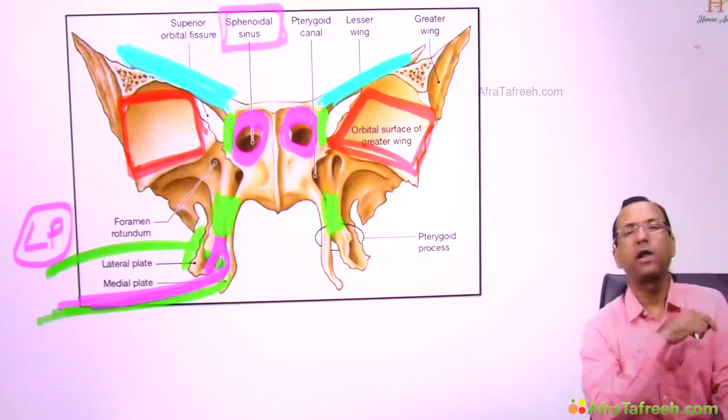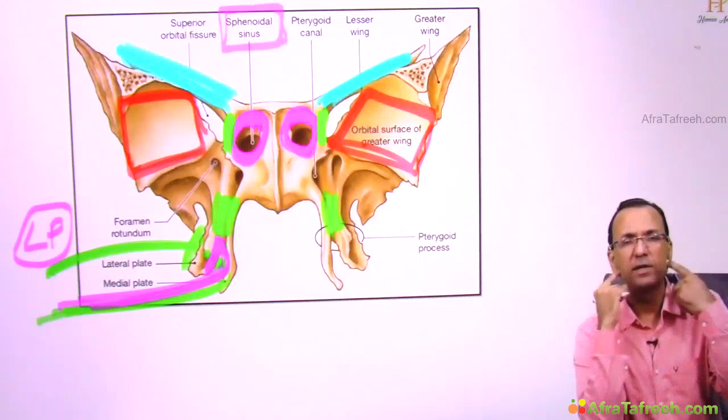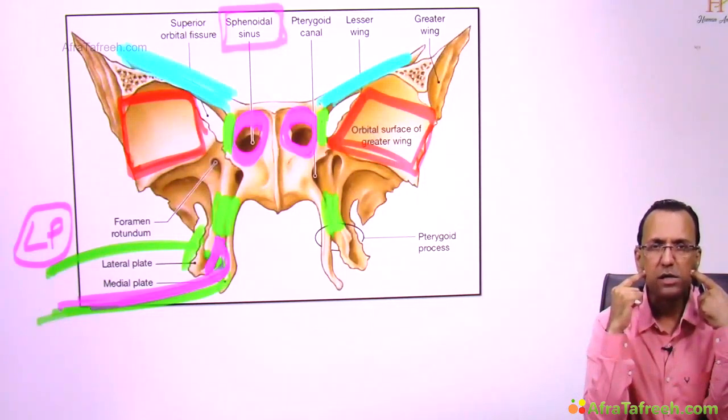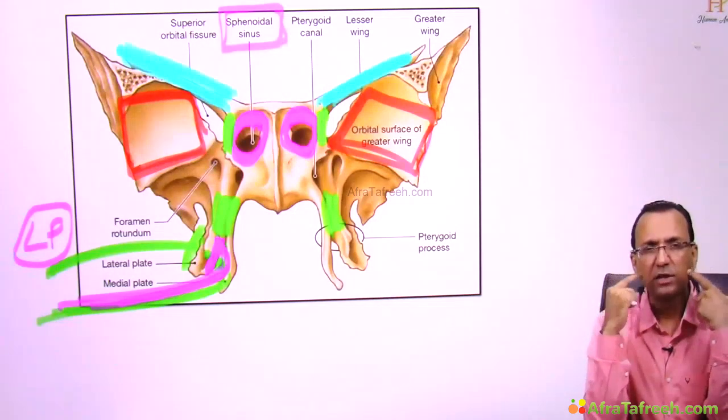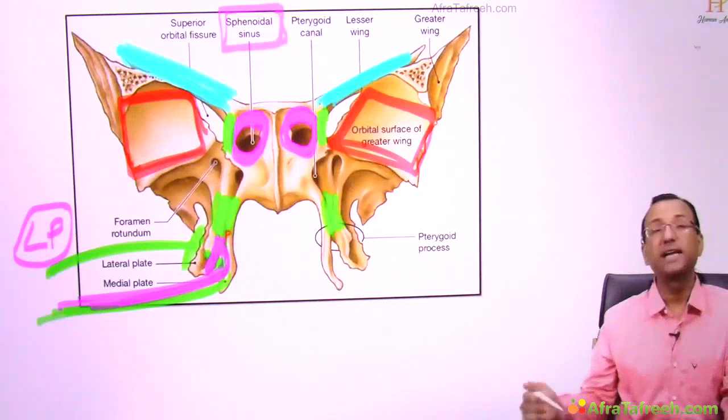But this is the origin. What is the insertion? Insertion must be the mandible. They move the mandible. They are muscles of mastication. So lateral pterygoid, medial pterygoid will move the mandible for mastication. Whichever bone is moving will have the insertion, and whichever bone is static will be the origin. So sphenoid is origin. Yes, we'll see that later as well.